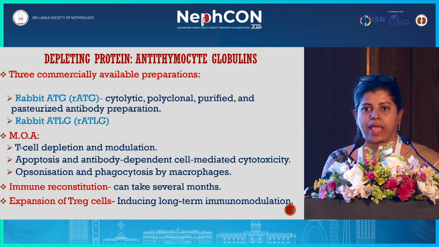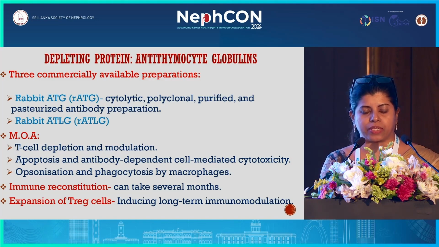The mechanism of action is through T cell depletion. It causes apoptosis and antibody-dependent cell-mediated cytotoxicity, as well as opsonization and phagocytosis by macrophages. The immune reconstitution can take several months to return to baseline levels, and this needs to be remembered.